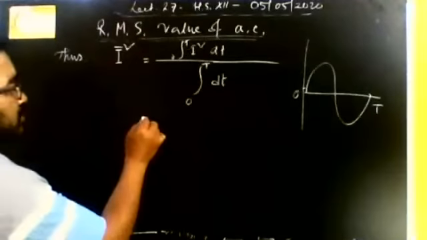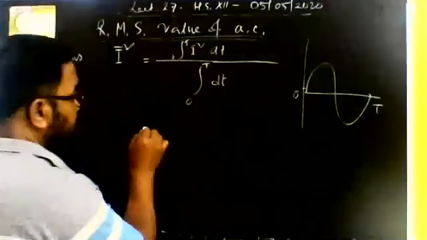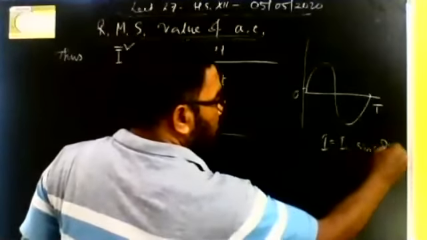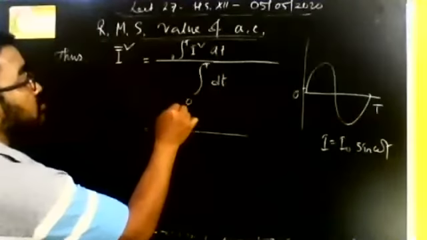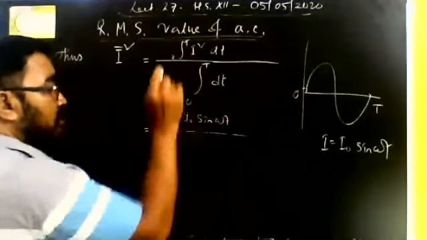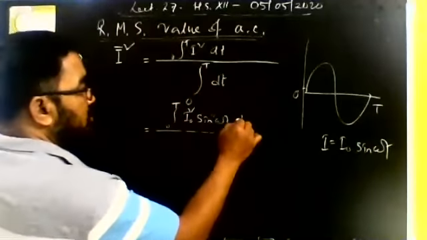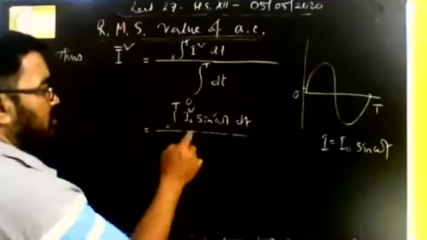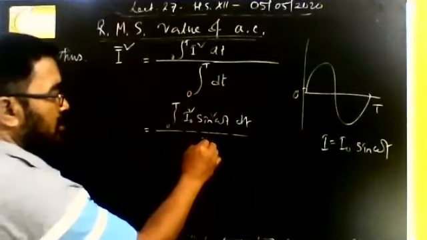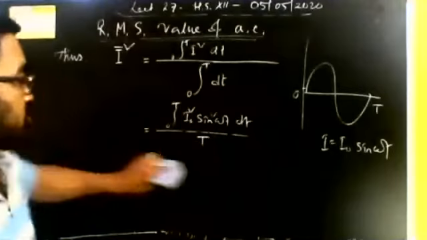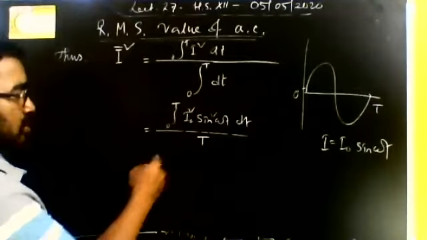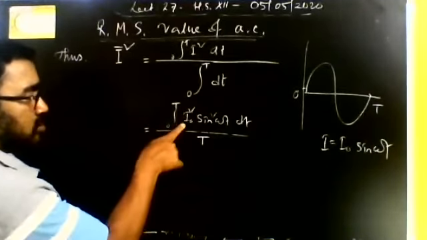So now put the value of I. As you know, I is equal to I naught sine omega t. So you put the value I naught sine omega t, because it is squared. So I naught square sine square omega t dt. Okay. So here, if you put upper limit capital T and lower limit 0, so finally it will be 1 by capital T. I naught square is a constant, it will come out.